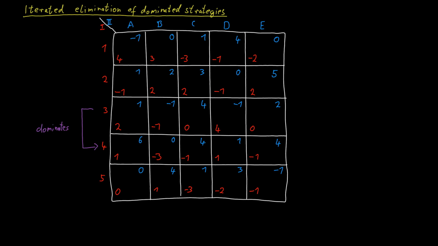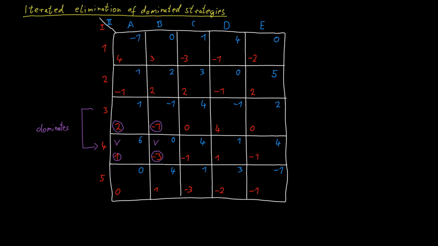We can check this, so look at player 2. Suppose player 2 plays strategy A. Then player 1 would get a payoff of 2 by playing strategy 3, but only a payoff of 1 by playing strategy 4. So strategy 3 is better here. If player 2 plays strategy B, then strategy 3 gives player 1 a payoff of -1, which is larger than the payoff for strategy 4, which is only -3.